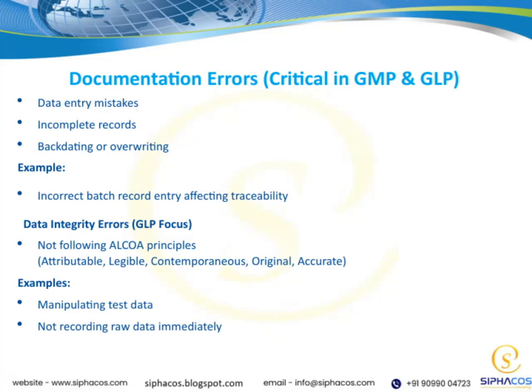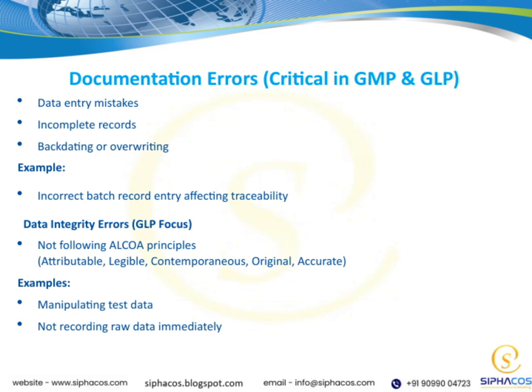Let's talk about documentation errors, which are critical in GMP and GLP environments. These include data entry mistakes, incomplete records, or even backdating or overwriting entries. For example, an incorrect batch record entry can seriously affect traceability, making it difficult to track the product's history accurately.